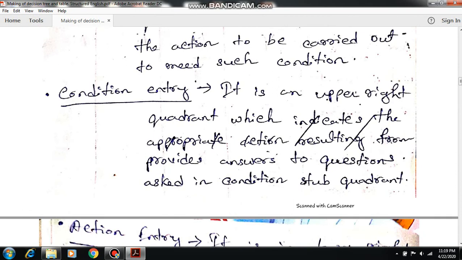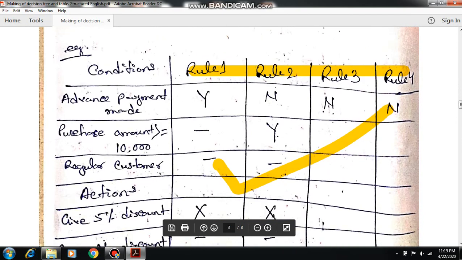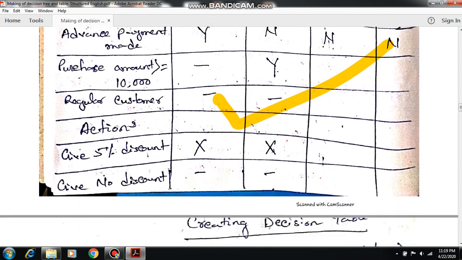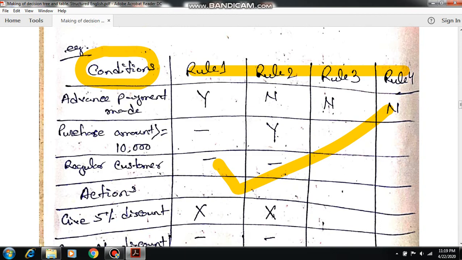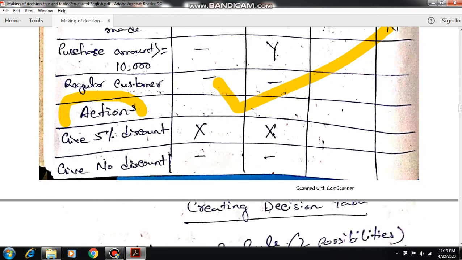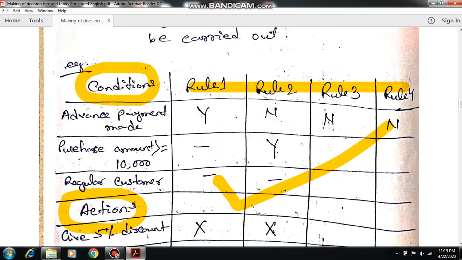Now the condition entry is the upper right quadrant, which provides the answer to the question asked in the condition stub quadrant. So these condition parts are the condition entry. Whatever conditions are there, these are the entries. And the action entry means whatever action we take based on the condition, these are the action entry. So this is the 4th quadrant: condition stub, action stub, condition entry and action entry.